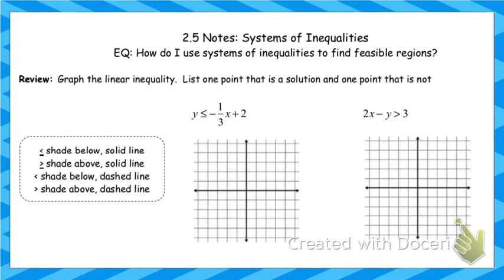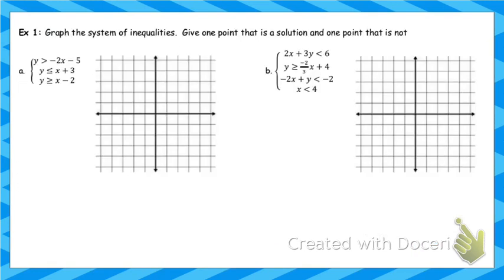So now what we're going to do is look at a system of inequalities. All this is going to be is multiple shaded parts. Our solution is going to be where all of the shading meets up. So let's go ahead and graph just our lines to start.